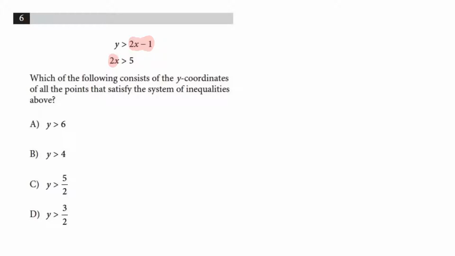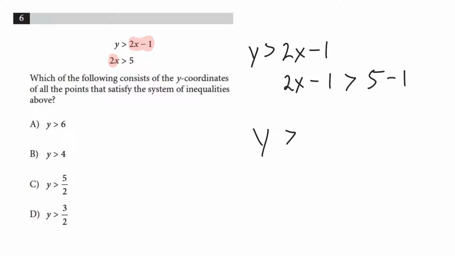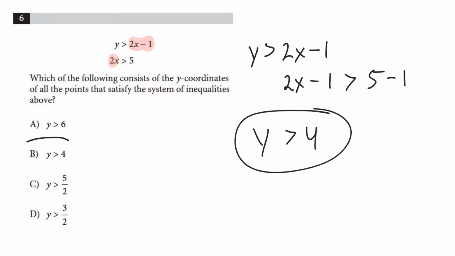Let's write this again. Y is greater than 2x minus 1, and 2x is greater than 5. Well, if we just subtract 1 from the left side and 1 from the right side, we would see that y is greater than 5 minus 1, which is 4. So y is greater than 4 would be the solution to this.